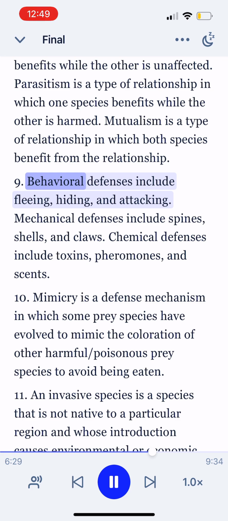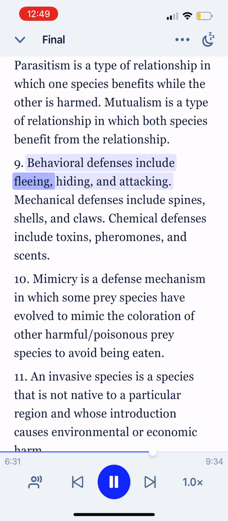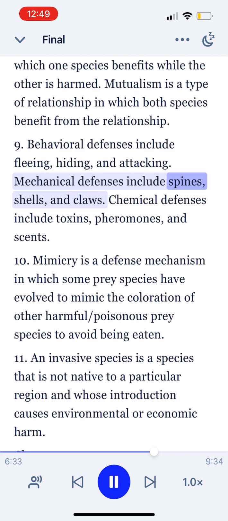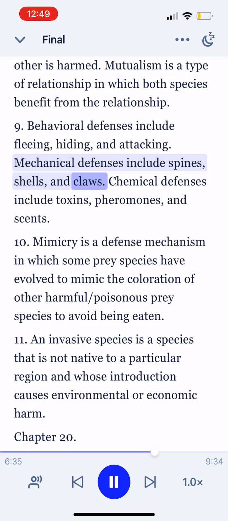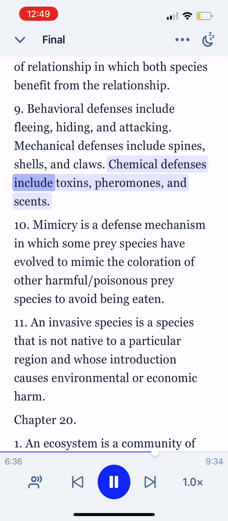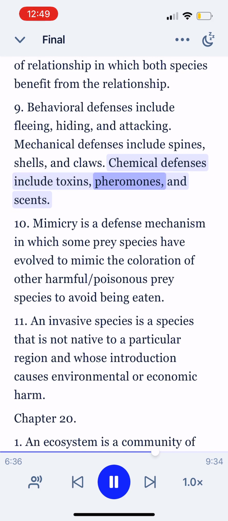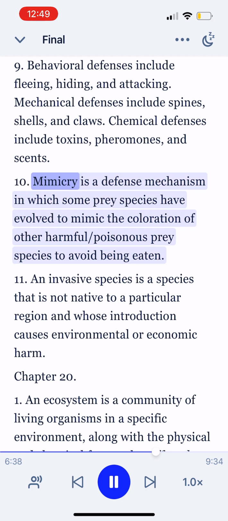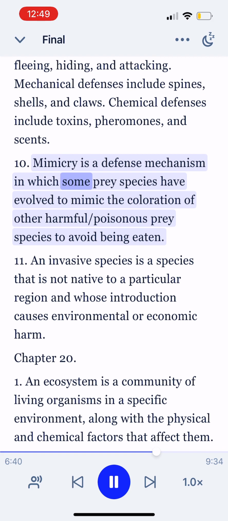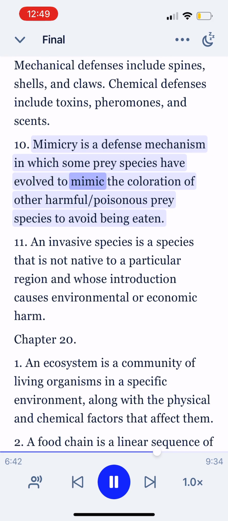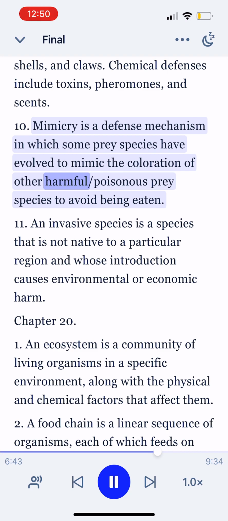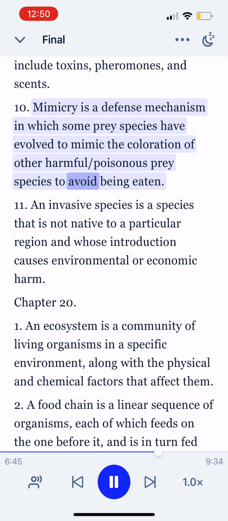9. Behavioral defenses include fleeing, hiding, and attacking. Mechanical defenses include spines, shells, and claws. Chemical defenses include toxins, pheromones, and scents. 10. Mimicry is a defense mechanism in which some prey species have evolved to mimic the coloration of other harmful, poisonous prey species to avoid being eaten.